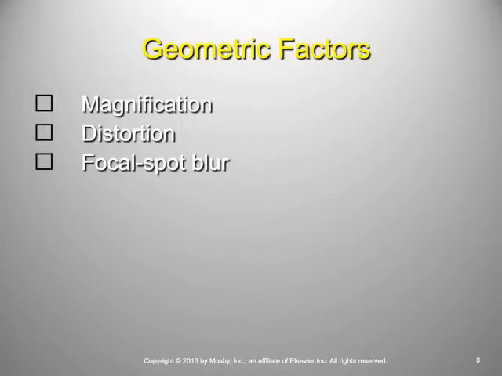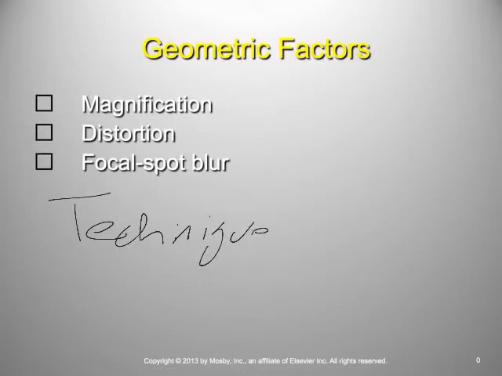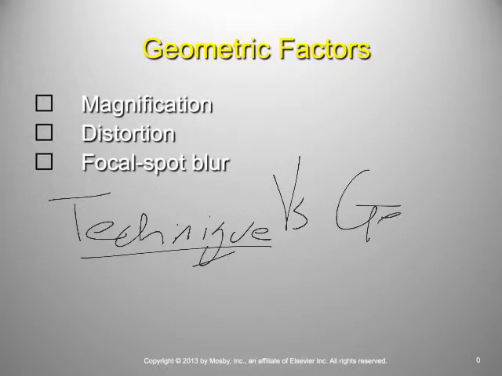I've not seen a lot of board questions that try to ask both a geometric and technique question. So they're either going to be asking you about the things that contribute to the 50 shades of gray, or they're going to be asking you about the things that contribute to stuff like magnification, distortion, and blur. So in your mind, you can go ahead to some degree and think about it in terms of technique versus geometry.